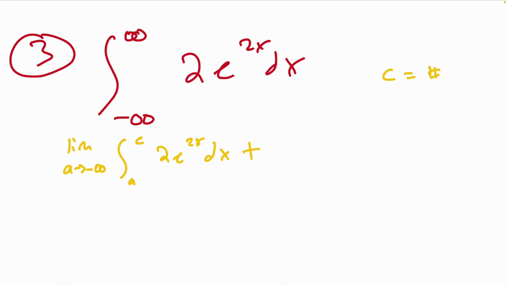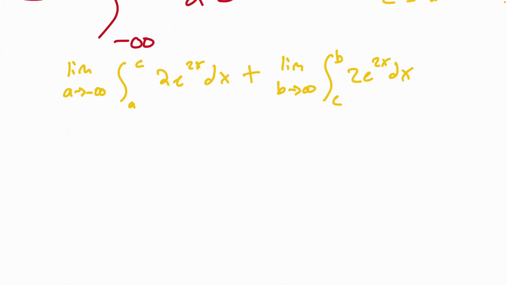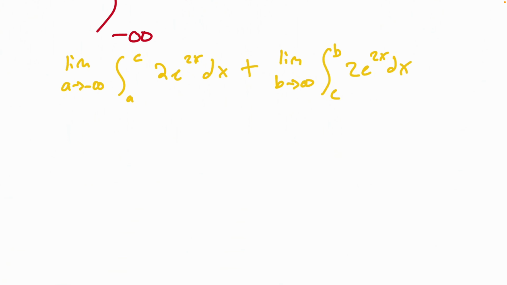Then we're going to add to that. We need to pick up from our number and go up to positive infinity. So the limit as b goes to positive infinity of the integral from our number c up to b of 2e to the 2x dx. So you have to do two limits of two integrals here. Now, the good news is that it's the same integral, so you only have to figure out the integral part once. And this is an integral we need to pause and think about for a second.